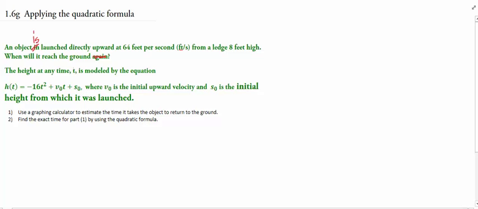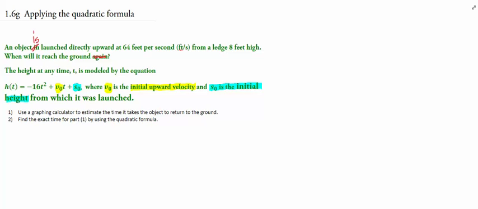The height at any time t is modeled by this equation. H of t equals negative 16t squared plus, we pronounce this v sub naught, and that's just the initial upward velocity. So we're going to fill that in with a number in a minute. And then that's times t, and then plus s sub naught, and that just means it's an initial height from which the object is launched. So please excuse my different fonts. That wasn't on purpose either.